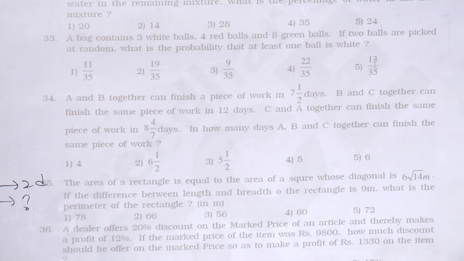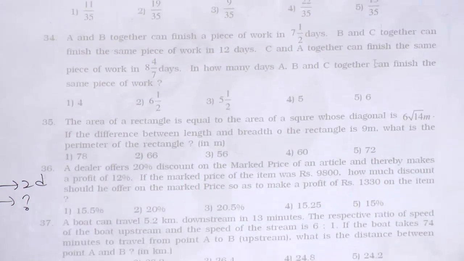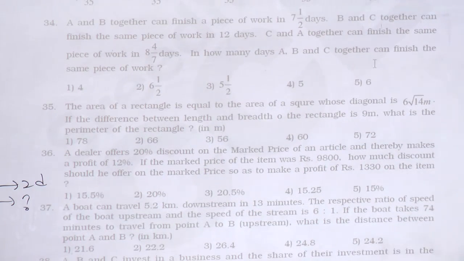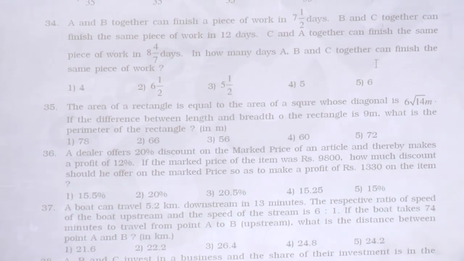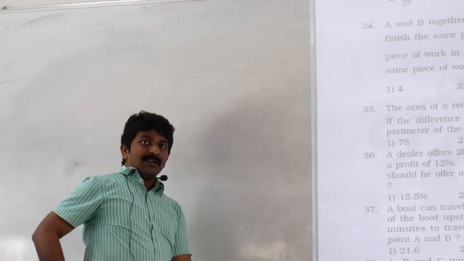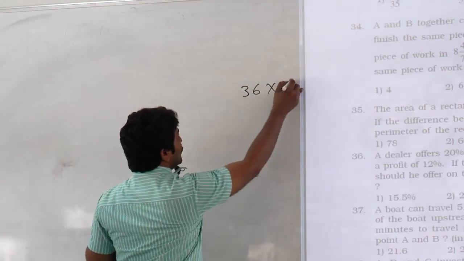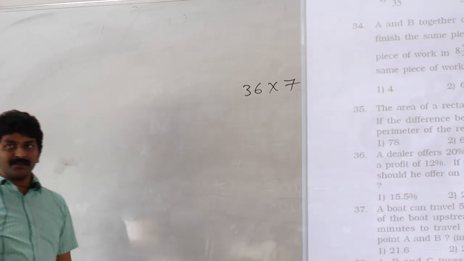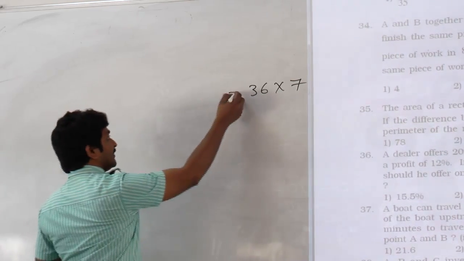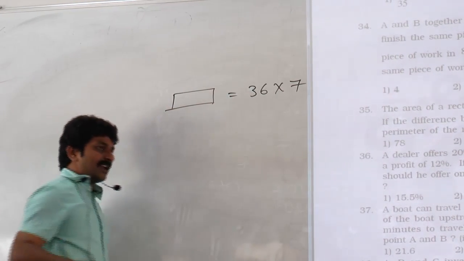Next, 35. The area of a rectangle is equal to the area of a square whose diagonal is 6 root 14. The square area where you have the diagonal, how much is that? Half d square. Diagonal is given as 6 root 14. D square will be 36 into 14. Area will be 36 into 7. Half d square. And this is the area of the rectangle, which is length into breadth.